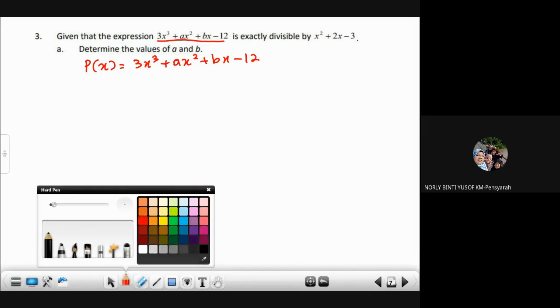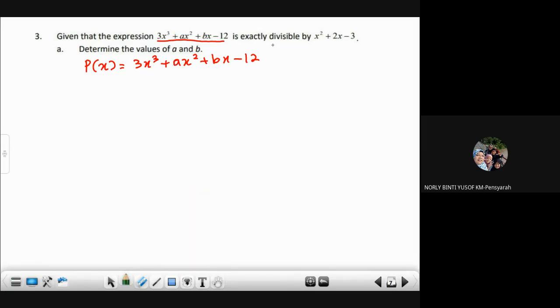Sama keyword dia selain daripada factor, keyword dia adalah exactly divisible. Maksudnya reminder dia akan jadi 0. Divisible ni bahagi tepat lah kan. So this is your divisor, Dx, x squared plus 2x minus 3.